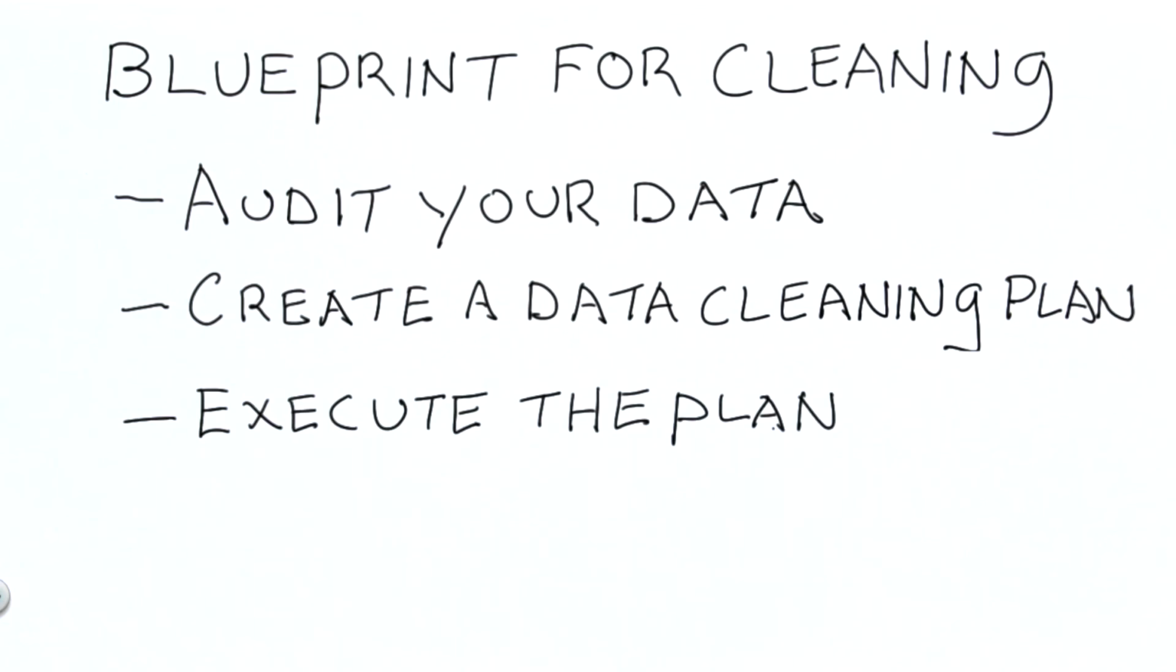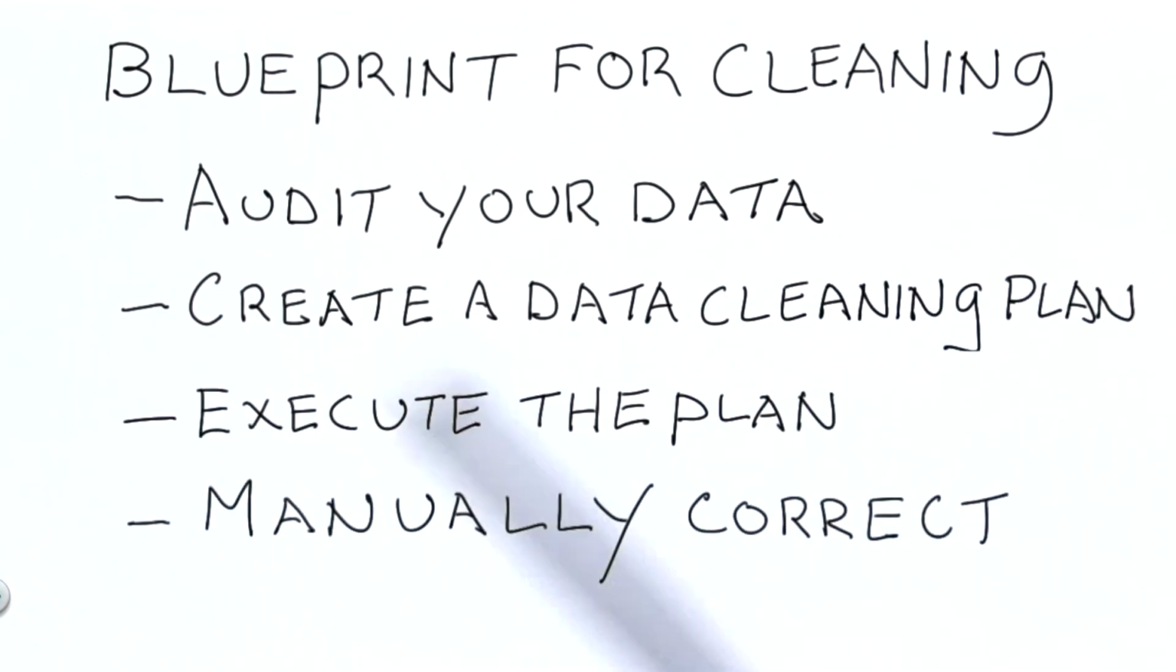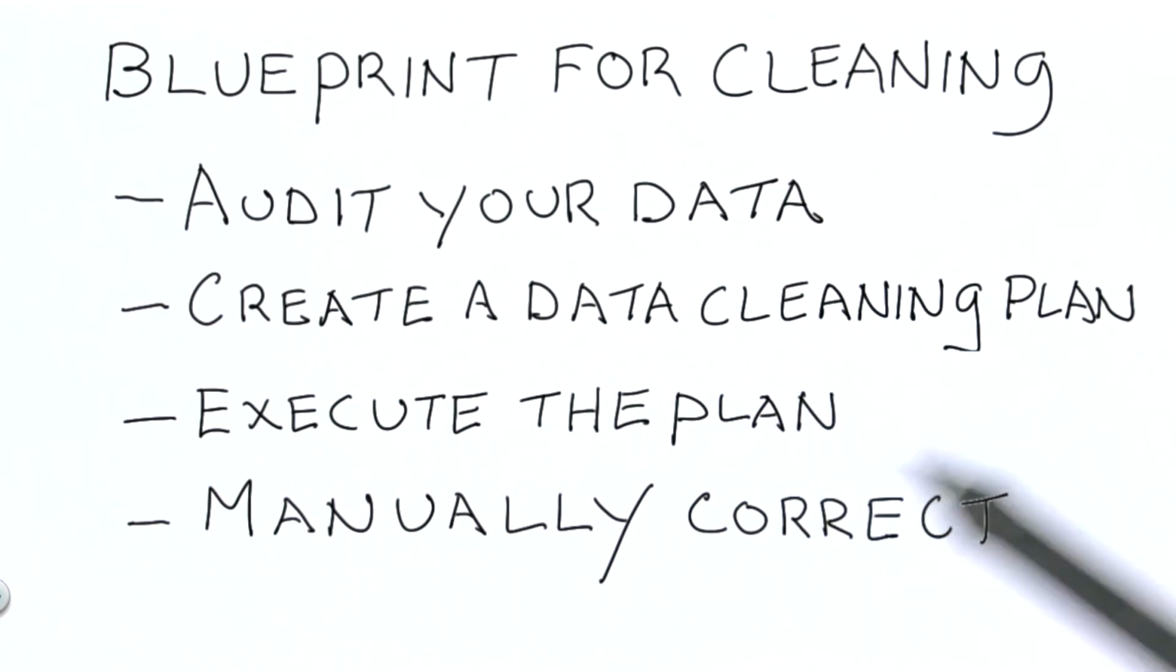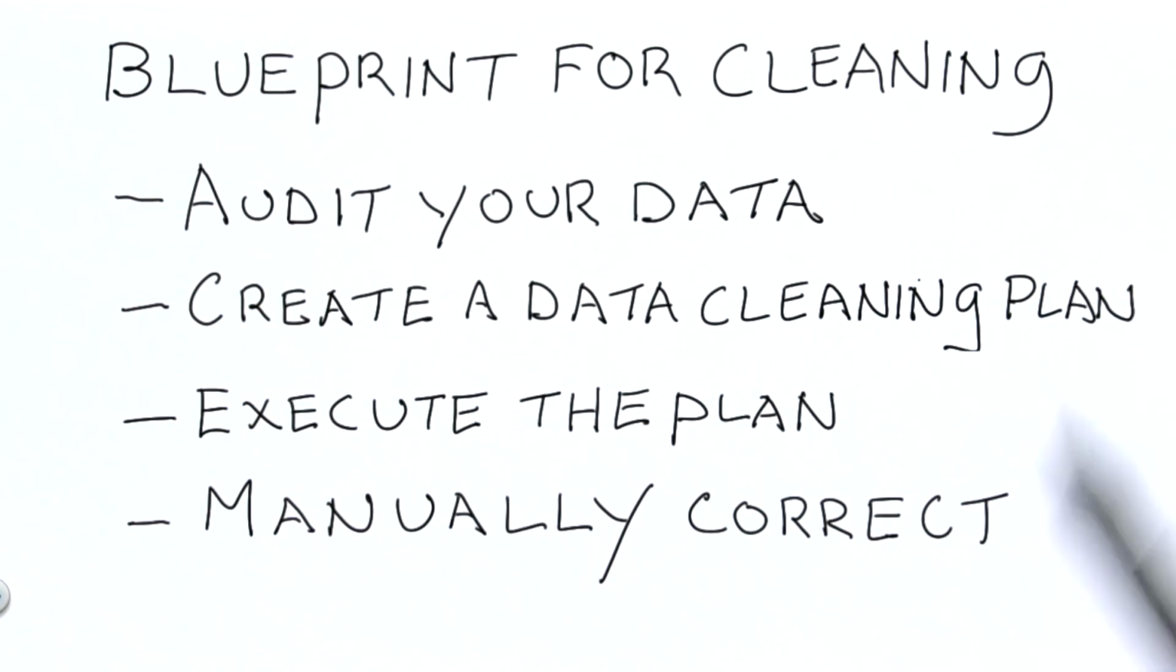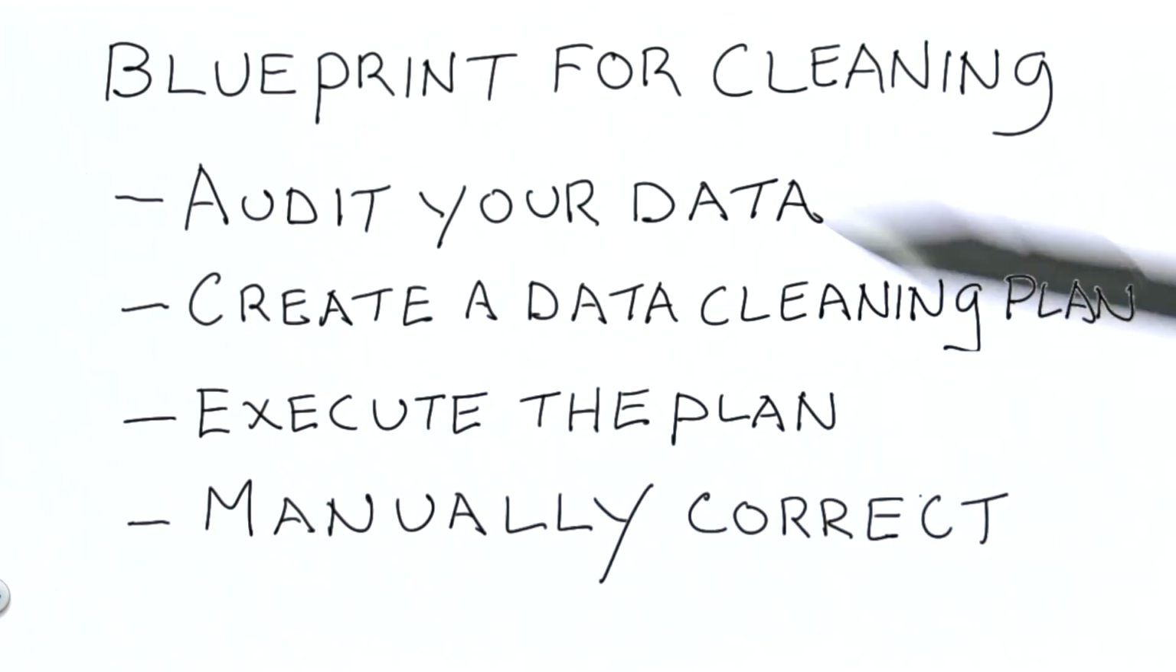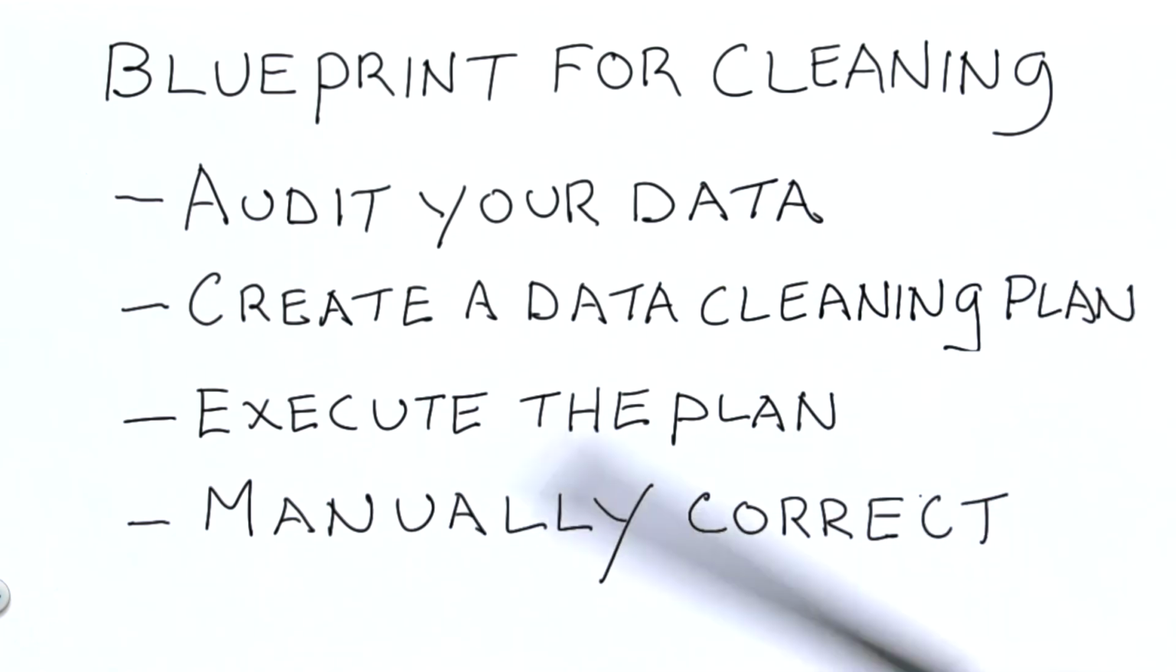Next, we're going to execute the plan. Now, just to be clear, this is essentially running a script that will execute that set of operations you defined in the data cleaning plan. Now, it's possible, in fact, it's likely, that we won't have been able to programmatically clean our data entirely. And if it's necessary for you to do so, there may be a manual correction step where you go through or you hire someone to go through and make any changes that need a human eye in order to correct the data. Now, again, this is another process where we have humans involved.